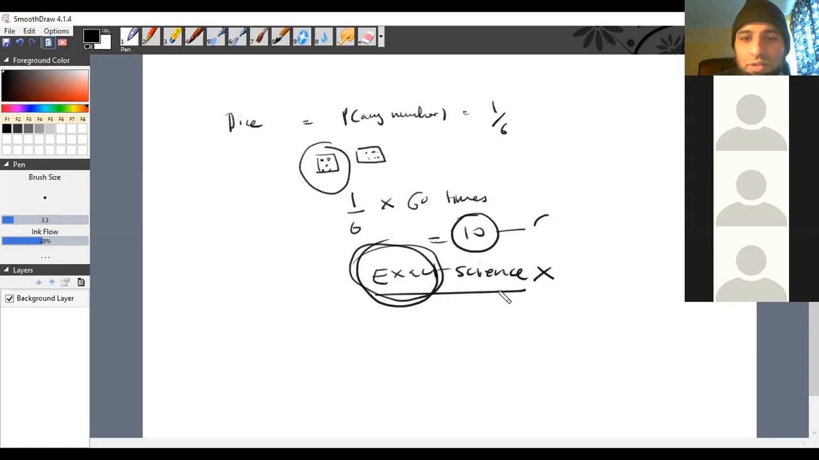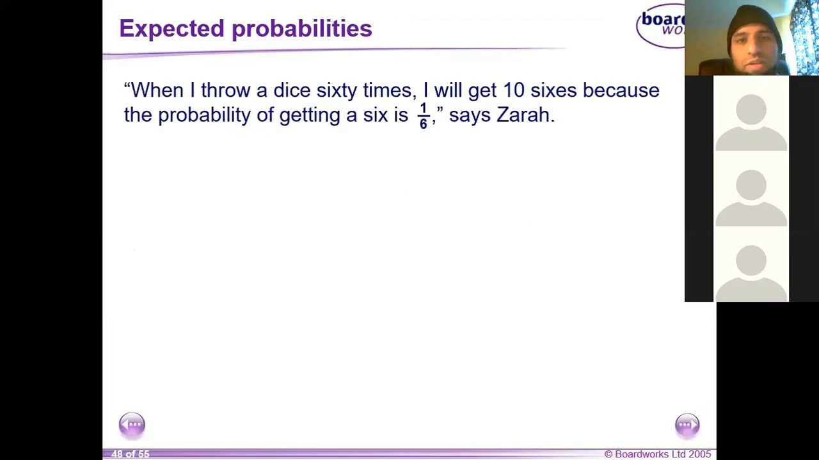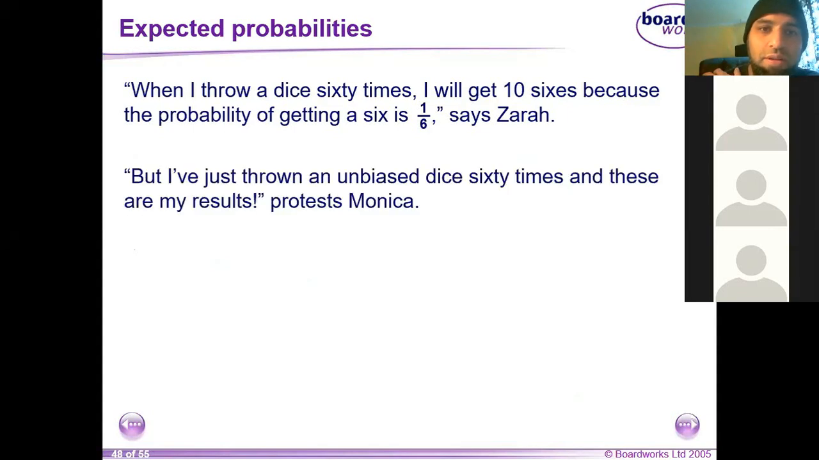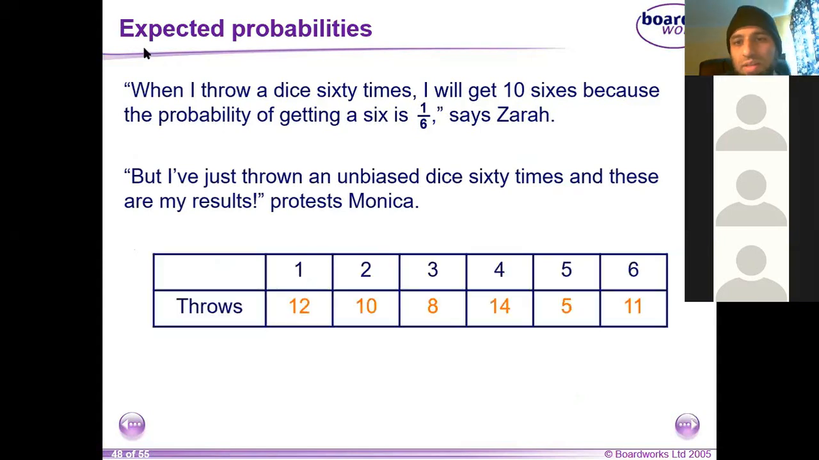So let's go back to our slide. When I throw a dice 60 times, I will get 10 sixes because the probability of getting a 6 is 1/6, says Zara. Roughly accurate. But then Monica throws the dice 60 times and she gets results like this. She gets a 6, maybe 11 times. Look, it's close to 10. It's not exactly 10. She gets a 4, 14 times, which is not too far from 10.